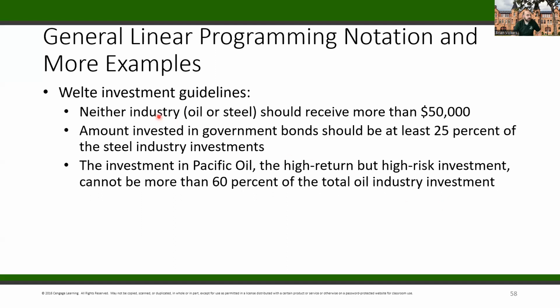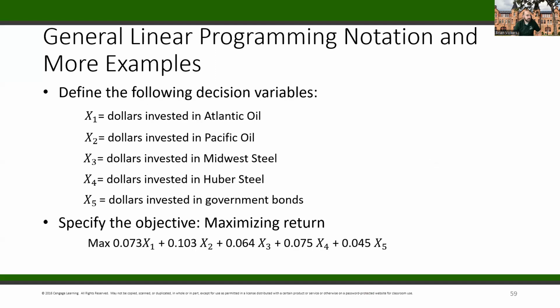Yeah, so you're gonna see stuff like neither oil nor steel should get more than 50,000 of the investment. All the government bonds get at least 25%. All of the high return get not more than 60%. So in this case, because you've got dollars invested in Atlantic, Pacific, Midwest, Huber, and government bonds, you could just do A, P, and HG. That's fine when you set it up. I don't know if it's preferable.